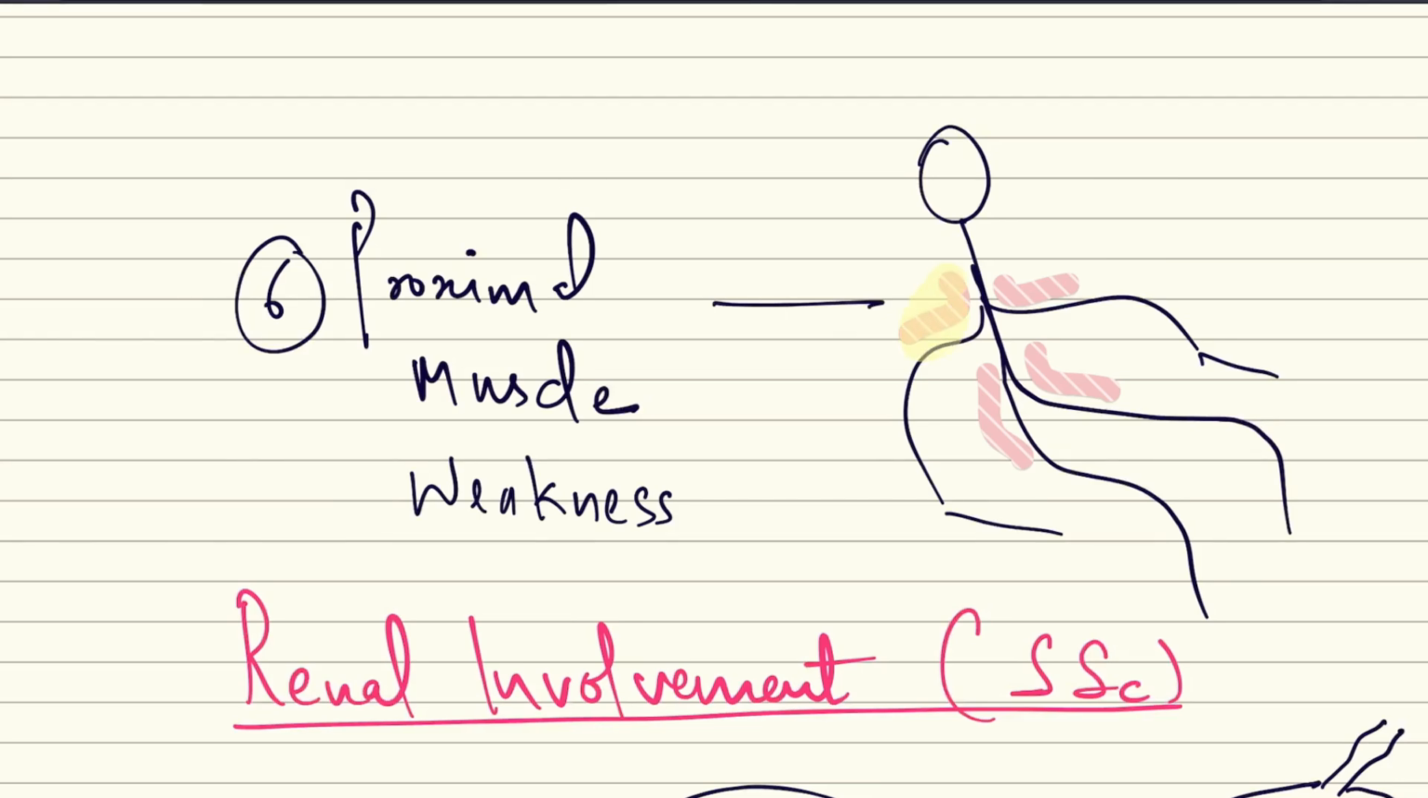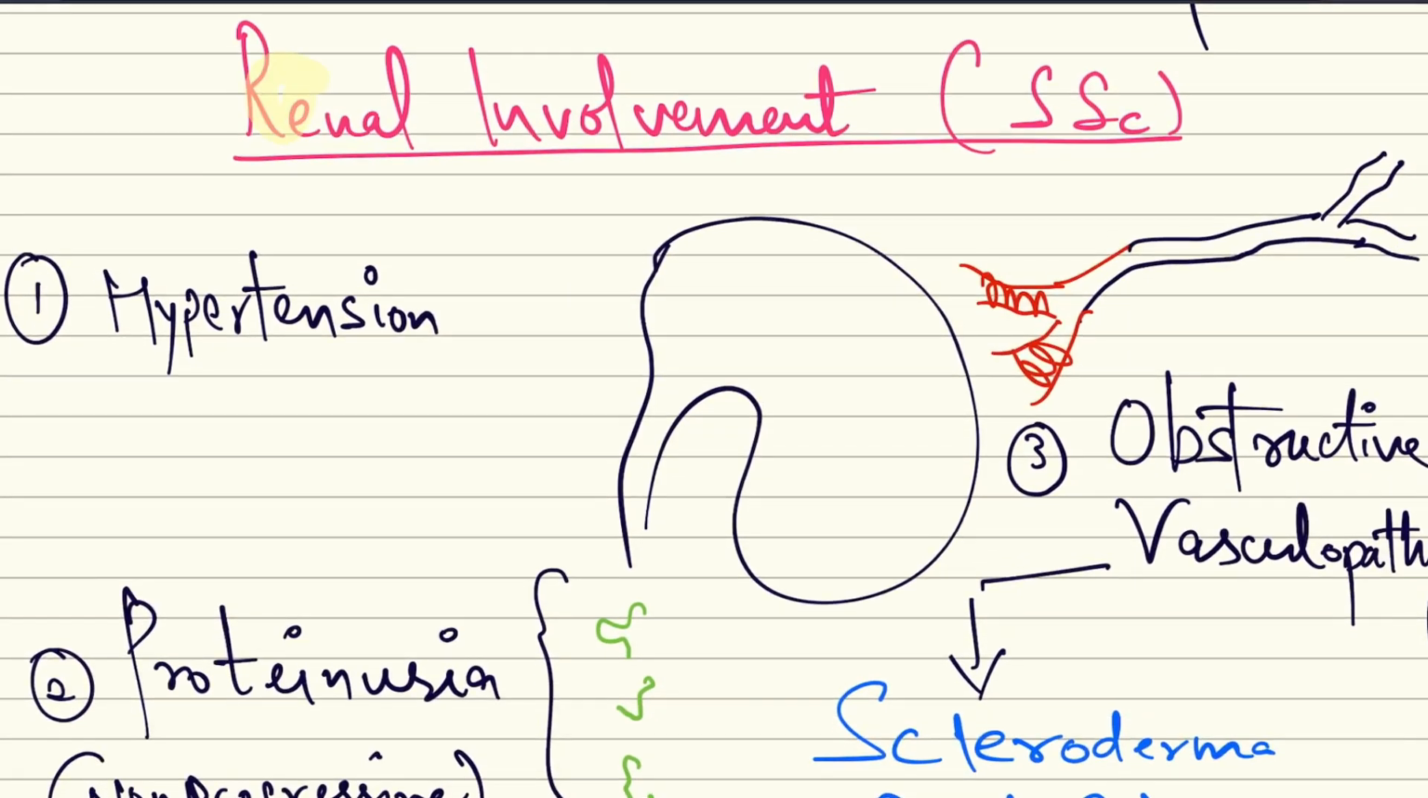Also, you will find they will be having difficulty in combing and difficulty in getting up from sitting position, and this is the manifestation of proximal muscle weakness in these patients of systemic sclerosis. Now we will talk about the kidney involvement in systemic sclerosis. So what happens? Because of the kidney involvement, their blood pressure rises, and this is called hypertension in these patients.